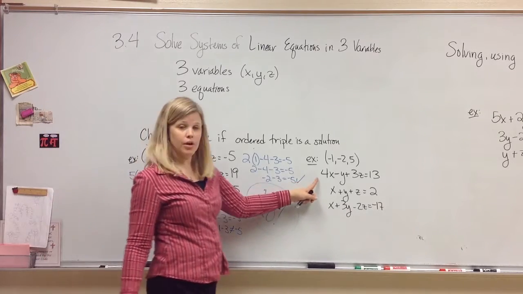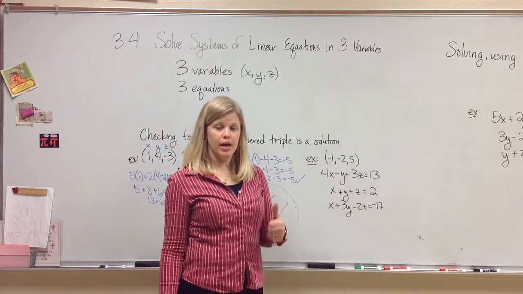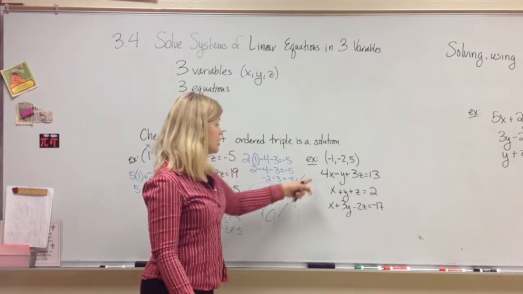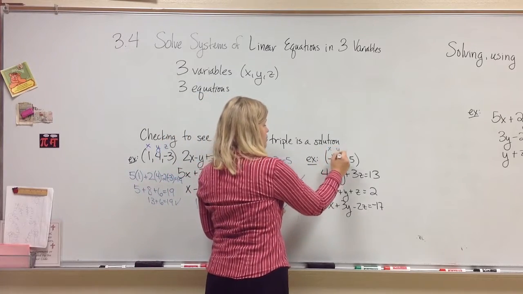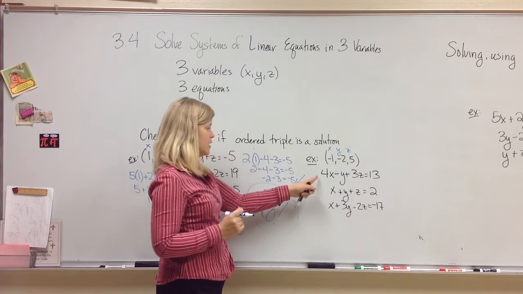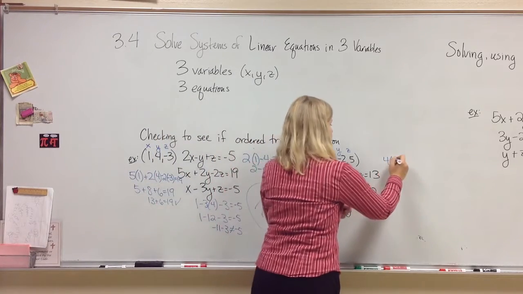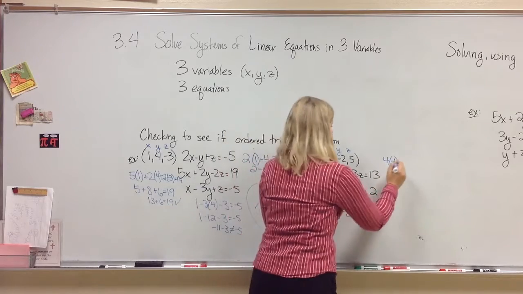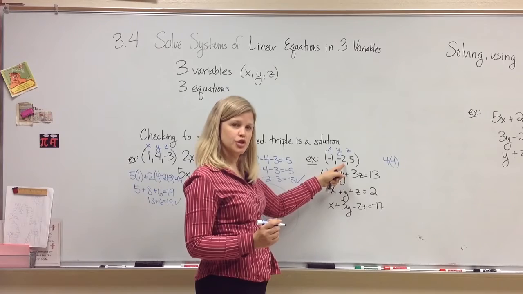Okay, we've got another one over here we're going to try. Same thing. I've given you the ordered triple, the x, y, and z, and I want to know, is it a solution to this system? So maybe we'll label them so we don't get confused. Let's come over here. 4 times x is -1. Minus, oh, this will be a good one, minus y. Well, y is a -2.